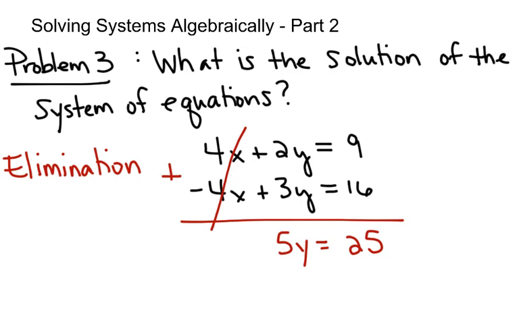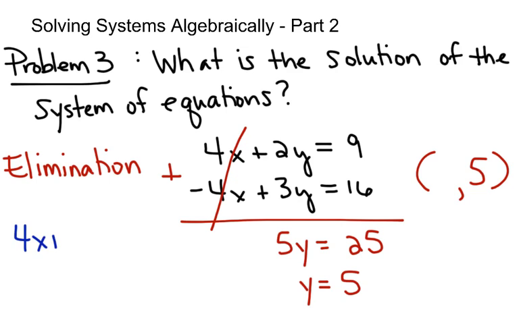So in this particular system, the x's cancel. When I add, I get 5y equals 25, so y must equal 5. And remember, that's only half the answer. I've got to find the other half. And it doesn't matter which equation you plug back into to find x. So I'll plug into the first one just because the first one doesn't have a negative in front of x.